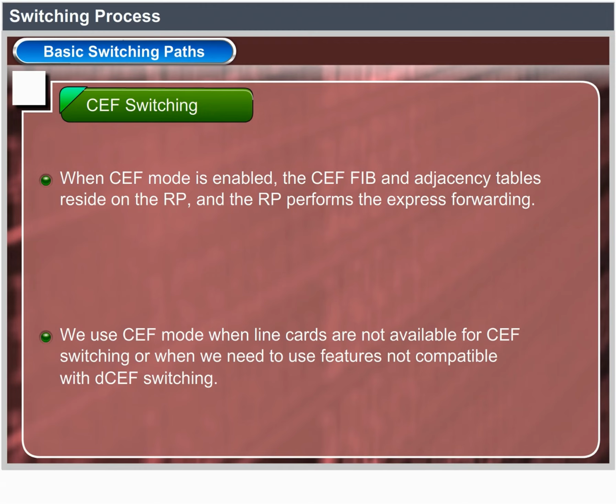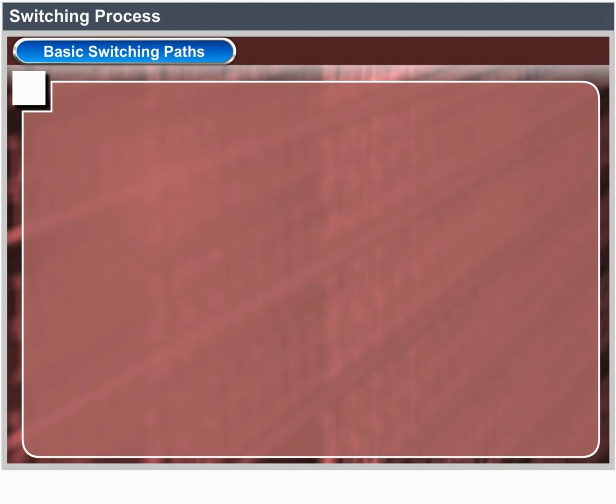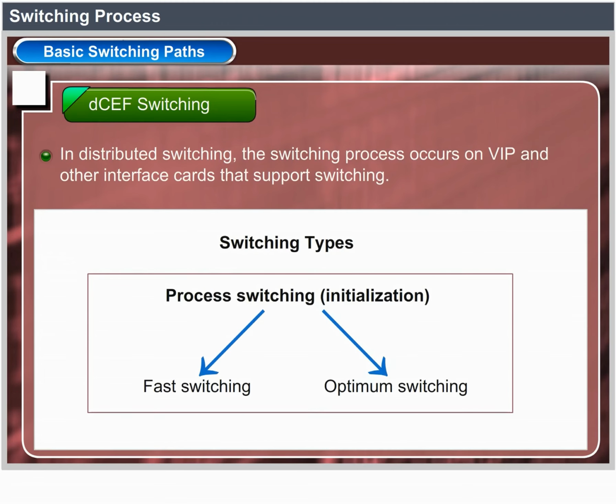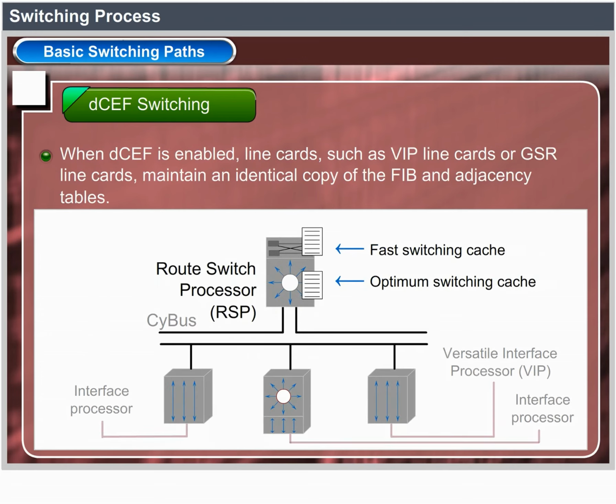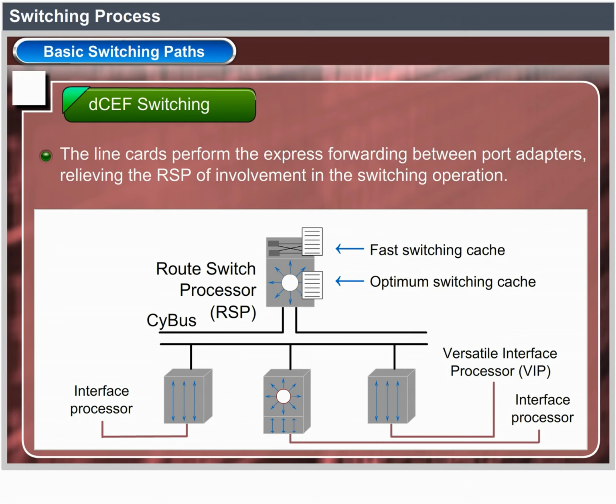DCEF switching. In distributed switching, the switching process occurs on VIP or other interface cards that support switching. When DCEF is enabled, line cards such as VIP line cards or GSR line cards maintain an identical copy of the FIB and adjacency tables. The line cards perform the express forwarding between port adapters, relieving the RSP of involvement in the switching operation.